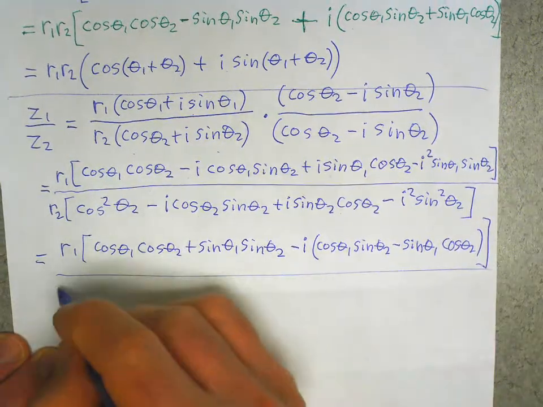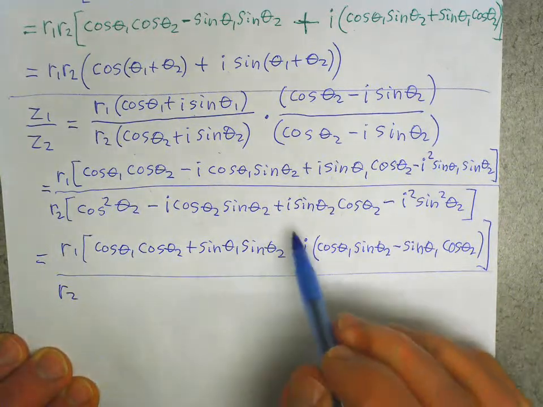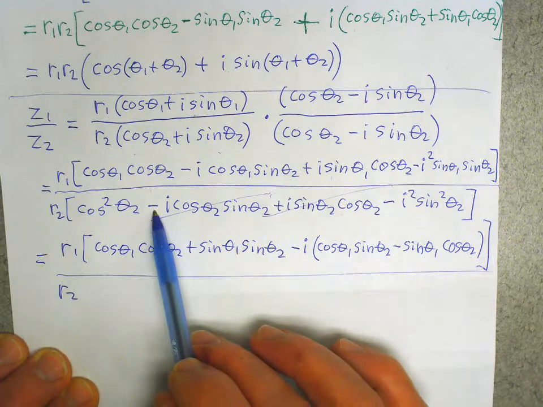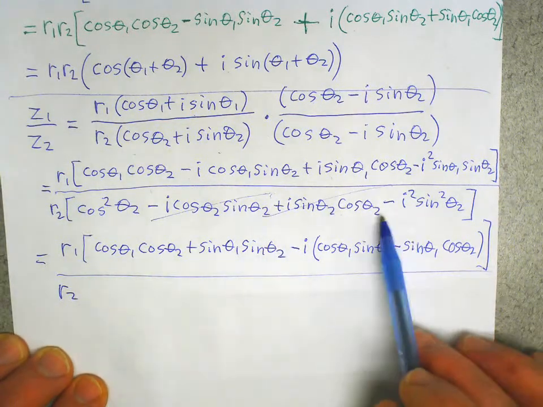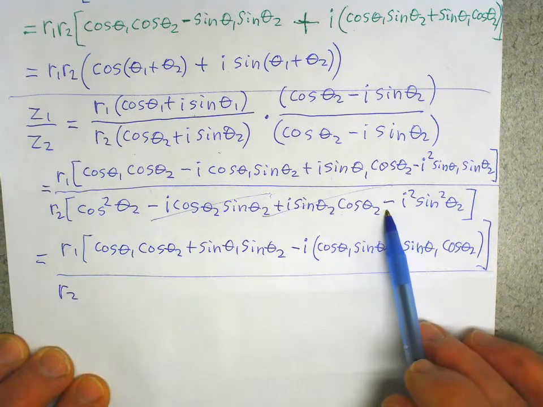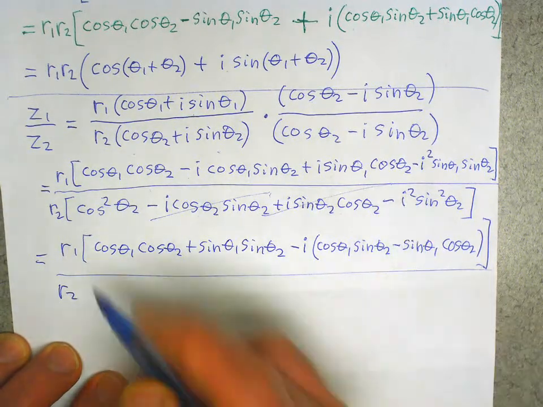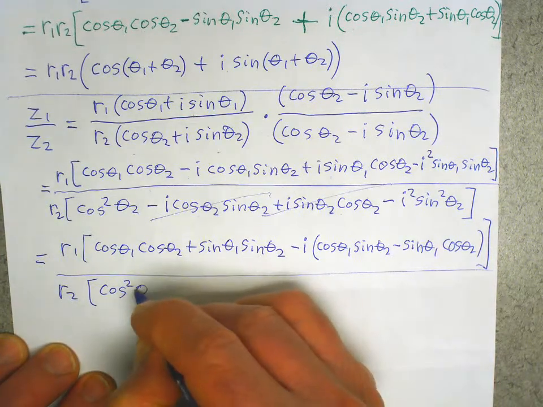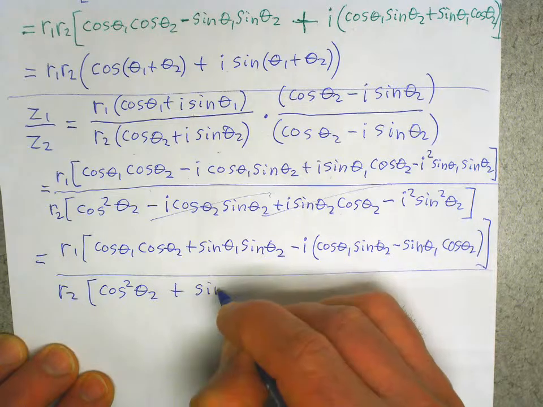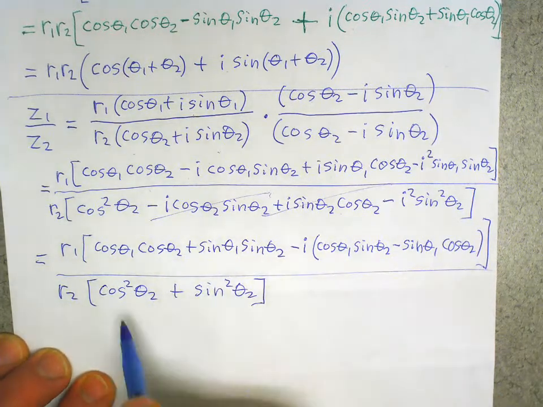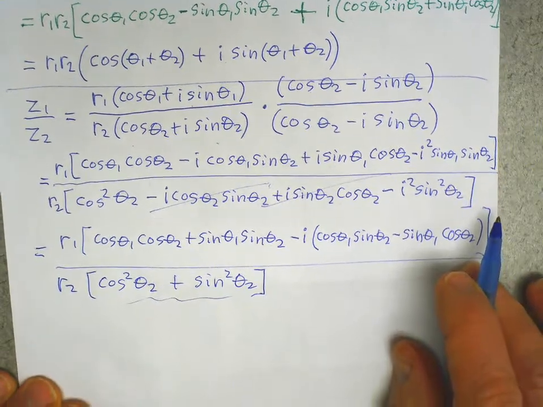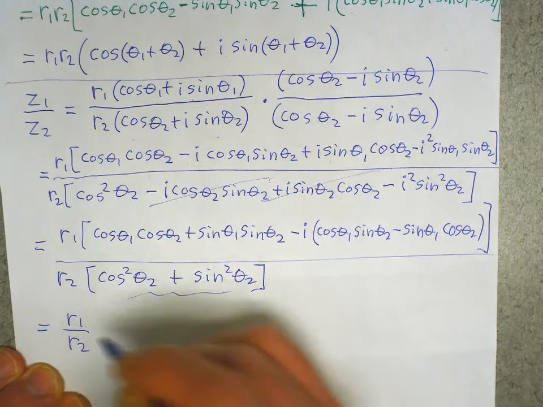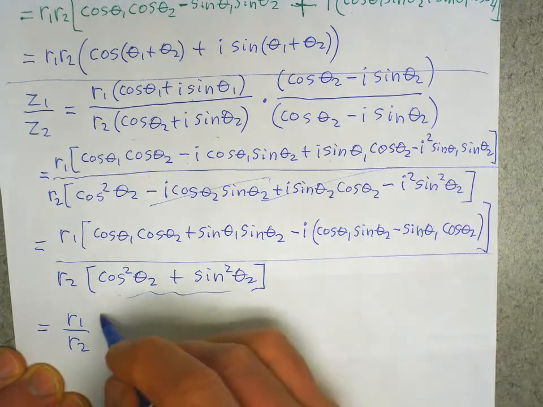Then the denominator, r2. Notice the middle terms cancel each other out. One is negative, the other one is positive. We have another minus i squared, so that's plus 1. So all we have left in the denominator is r2 times cosine of theta 2 squared plus sine of theta 2 squared. So this is just 1. So we get r1 over r2. Since we're dividing, this is just 1, we can ignore it.